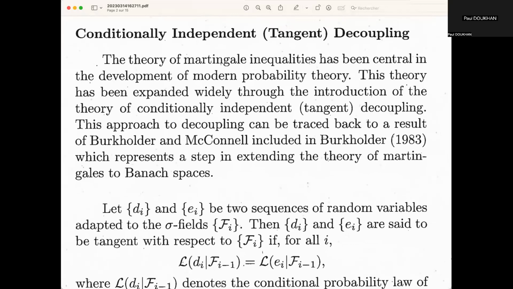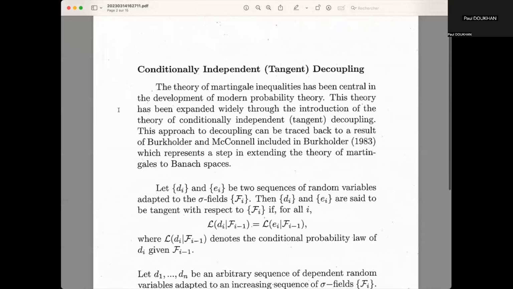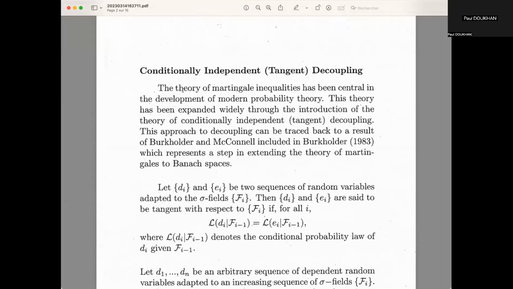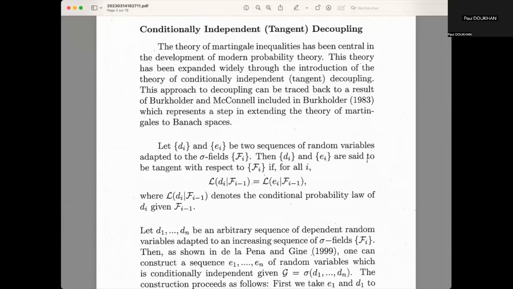Well, anyways, 3:26. So the theory of martingale inequality. I already spoke about this, and the beginning of what I call tangent decoupling is a paper by Burkholder and McConnell, which appeared in Burkholder 1983, and he extended the theory of martingales to Banach spaces. Now, here is the consequence, or here's the background behind decoupling, in case you haven't understood that.